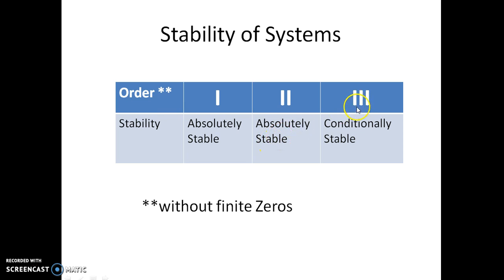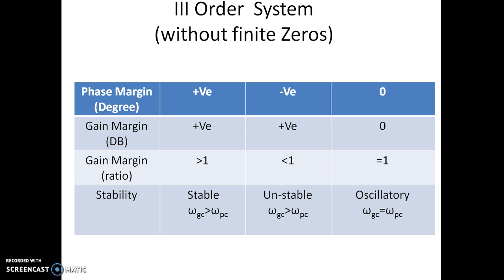If the poles are on the left side and the order of the system is 3, it is conditionally stable. But if the value of k exceeds a certain value, then the system may become first oscillatory and then unstable. So this is again in terms of gain margin and phase margin. If the phase margin is positive and the gain margin is also positive, in terms of ratio it will be greater than 1. Then the system is stable. That corresponds to omega GC greater than omega PC. So this is for a third order system.